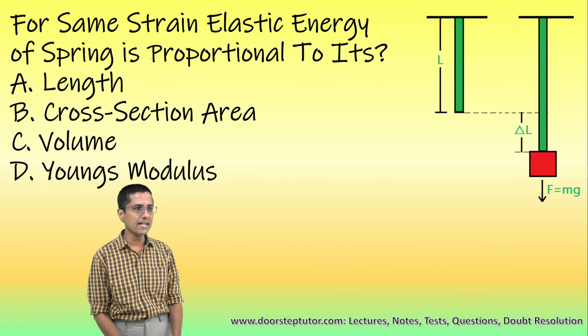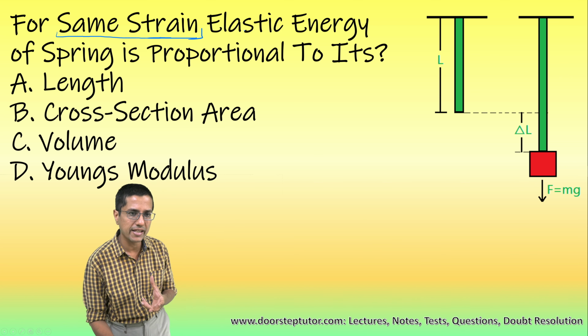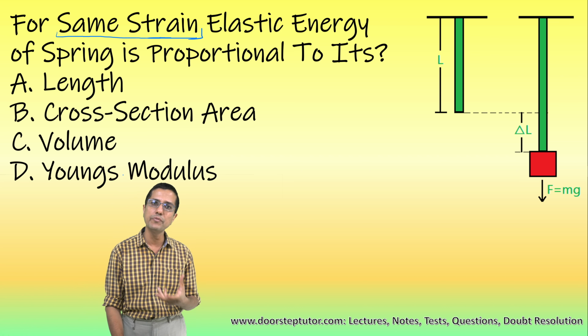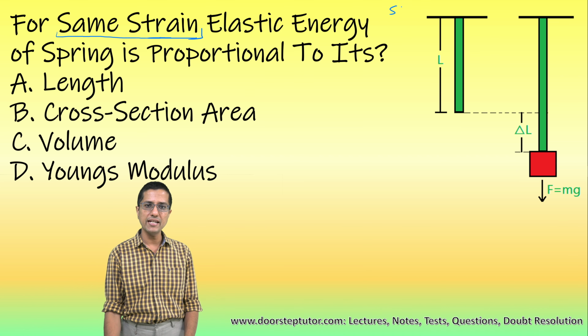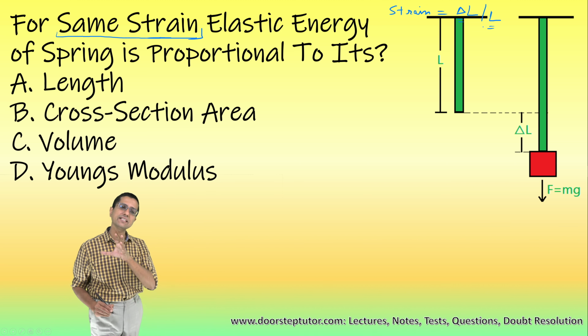The question is asking us that if the stress remains the same, the strain remains the same, then the elastic potential energy of the spring is proportional to what? Is it proportional to length, cross-sectional area, volume, Young's modulus? So what is strain? Strain is equal to delta L by L, where delta L is the change in length, L is the original length. That is the strain.